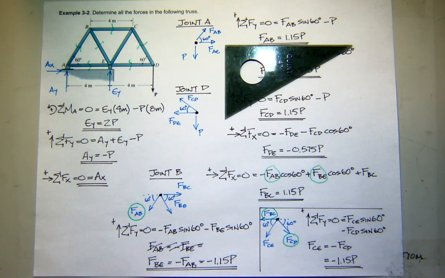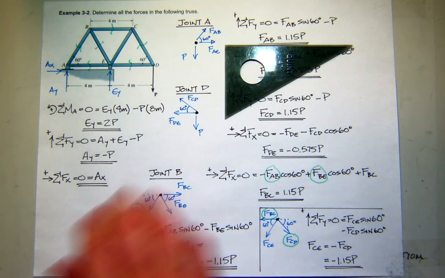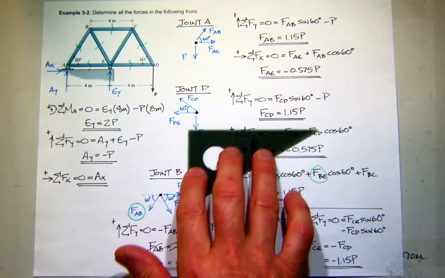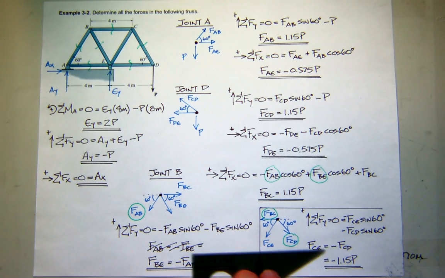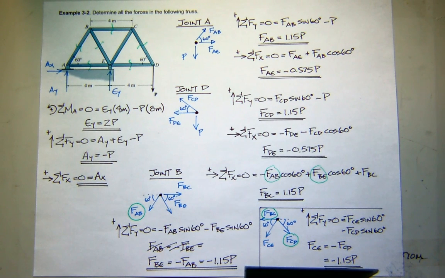Okay. What if I say the maximum compression force is only 7 kilonewtons? Then I find my maximum compression force, which I believe is minus 1.15P, and I solve for P. Which one can I actually apply to the truss? The bigger of the two or the smaller of the two? The smaller of the two. So in some sense, that's the analysis part, but there's also a kind of a design element in it.